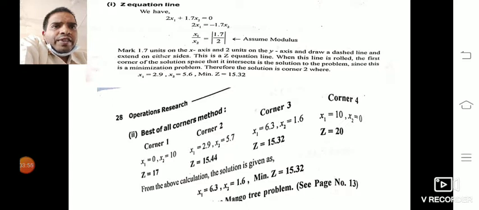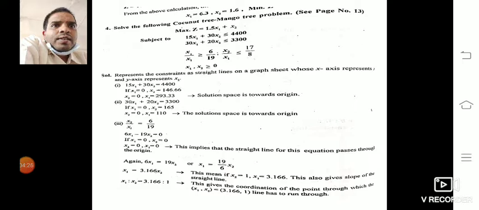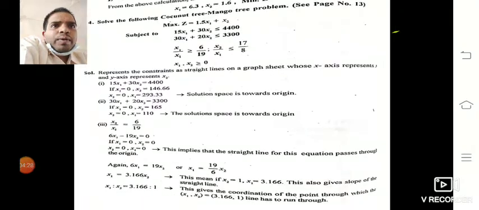For corner 2, x1 is 2.9, x2 is 5.7, we get z equals 15.44. For corner 3, x1 is 6.3, x2 is 1.6, z equals 15.32. For corner 4, x1 is 10, x2 is 0, z equals 20. Since this is a minimization problem, we choose the minimum value, that is 15.32 at corner 3, where x1 is 6.3 and x2 is 1.6. That is your final answer. Now similarly do it for the next problem.